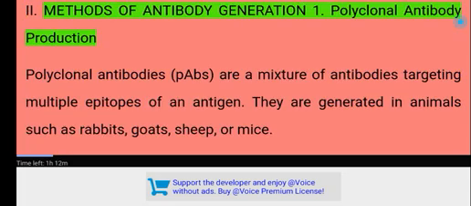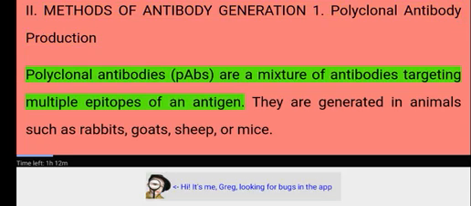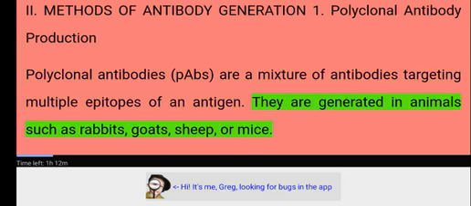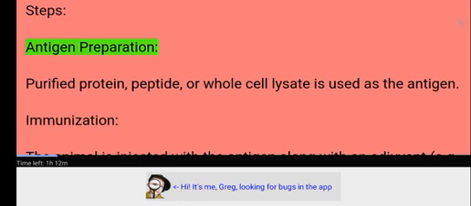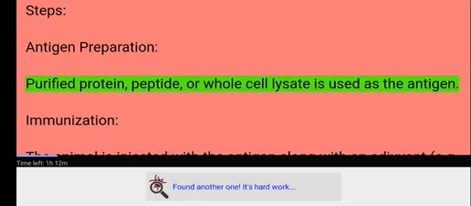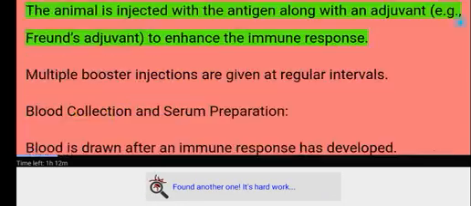2. Methods of antibody generation. 1. Polyclonal antibody production. Polyclonal antibodies, PAbs, are a mixture of antibodies targeting multiple epitopes of an antigen. They are generated in animals such as rabbits, goats, sheep, or mice. Steps. Antigen preparation. Purified protein, peptide, or whole cell lysate is used as the antigen. Immunization. The animal is injected with the antigen along with an adjuvant, e.g., Freund's adjuvant, to enhance the immune response.